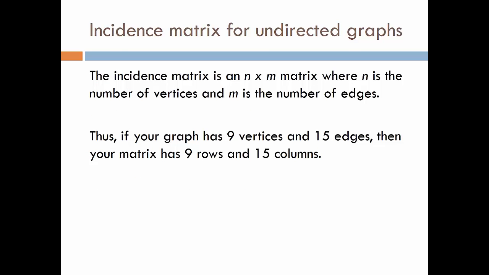The incidence matrix is an n by m matrix, where n is the number of vertices in the graph and m is the number of edges. So if you have a graph with 9 vertices and 15 edges, then your incidence matrix is going to be a 9 by 15.